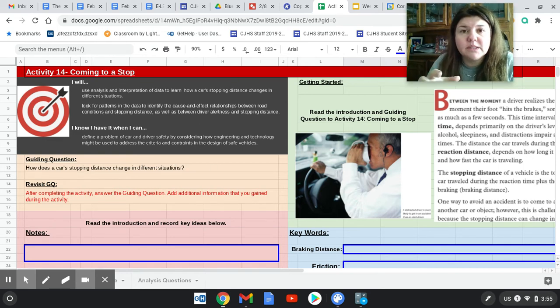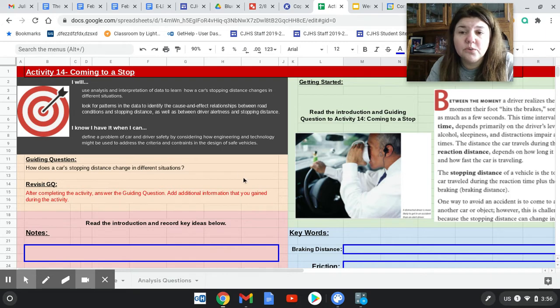Last week, what we discussed was the braking distance and how speed affected our braking distance and how mass affected our braking distance. We know that if we increase the speed or if we increase the mass of a vehicle, it creates a longer braking distance, that it's harder to stop the car. This week, we're going to talk about some other factors that also affect the braking distance and actually coming to a stop.